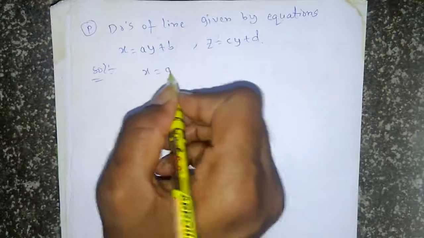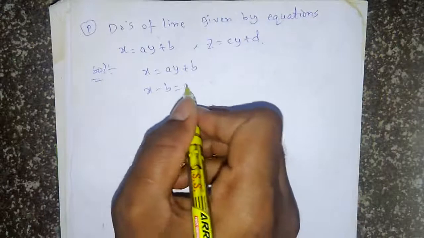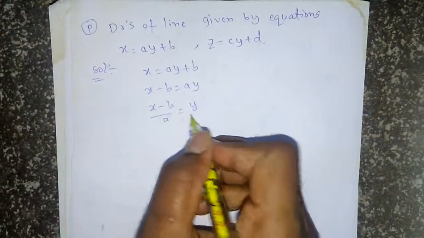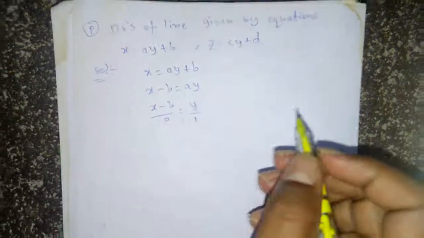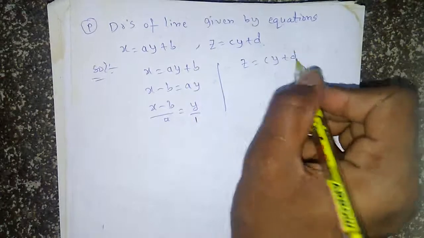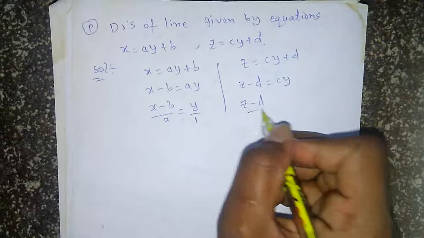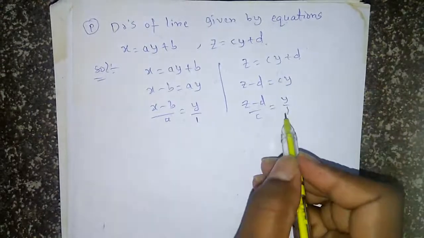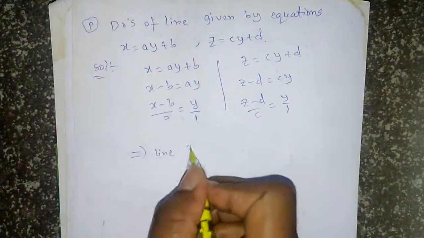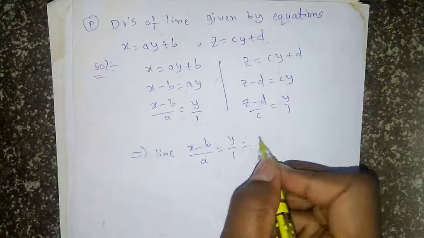So x is equal to ay plus b, so x minus b is equal to ay, x minus b by a is equal to y by 1, nothing is there, so I can write y by 1. Similarly z is given as cy plus d, here z minus d is equal to cy, z minus d by c is equal to y by 1. So here also y by 1 is there. So the line equation is x minus b by a is equal to y by 1 is equal to z minus d by c.